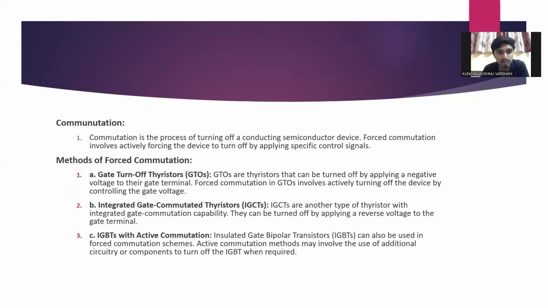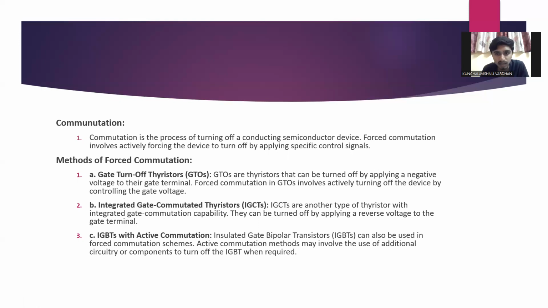Commutation is the process of turning off a conducting semiconductor device. Forced commutation involves actively forcing the device to turn off by applying a specific control signal. Methods of forced commutation: gate turn-off thyristor, integrated gate commutated thyristor, IGBTs with active commutation.